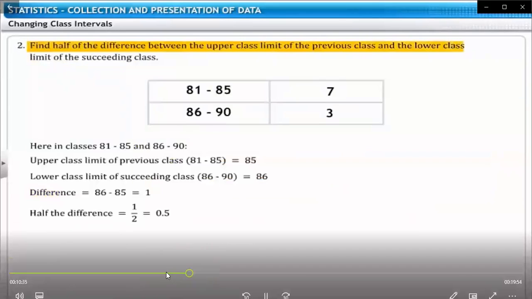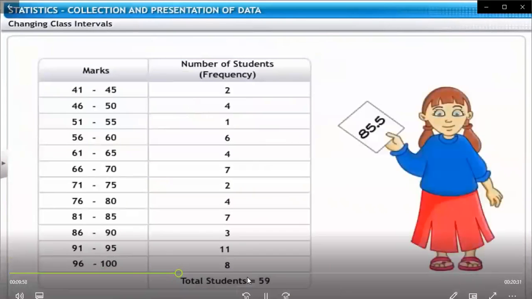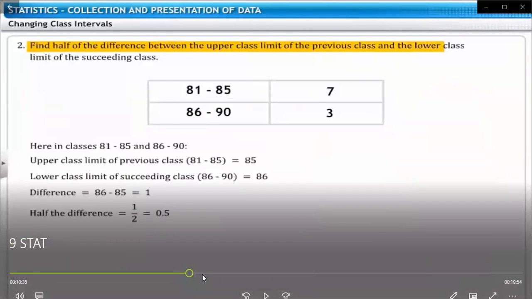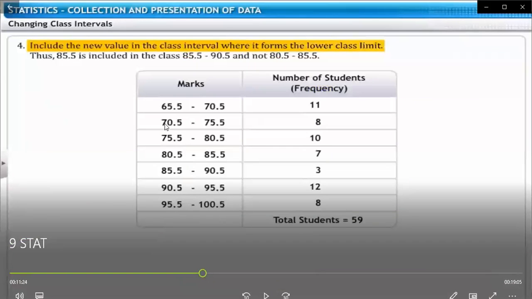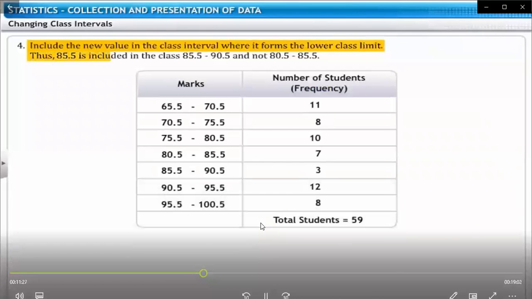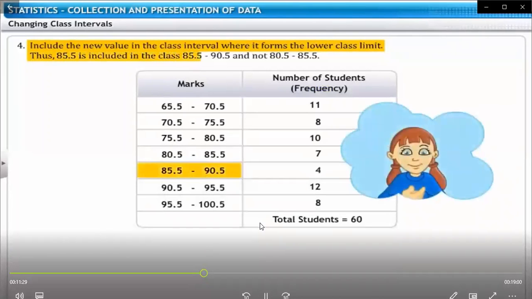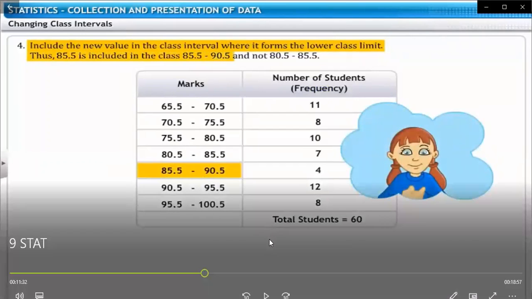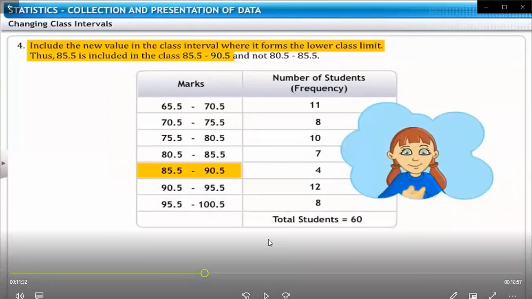Previously the table was like this. The first class was 41 to 45, but after this result, the table changed like this. We are writing from 65.5 onwards. So you have to subtract this 0.5 value from all the lower class limits and add it to all the upper class limits. In this case, you can see that now in the frequency of the number of students, we can easily put that student also who got 85.5 marks.